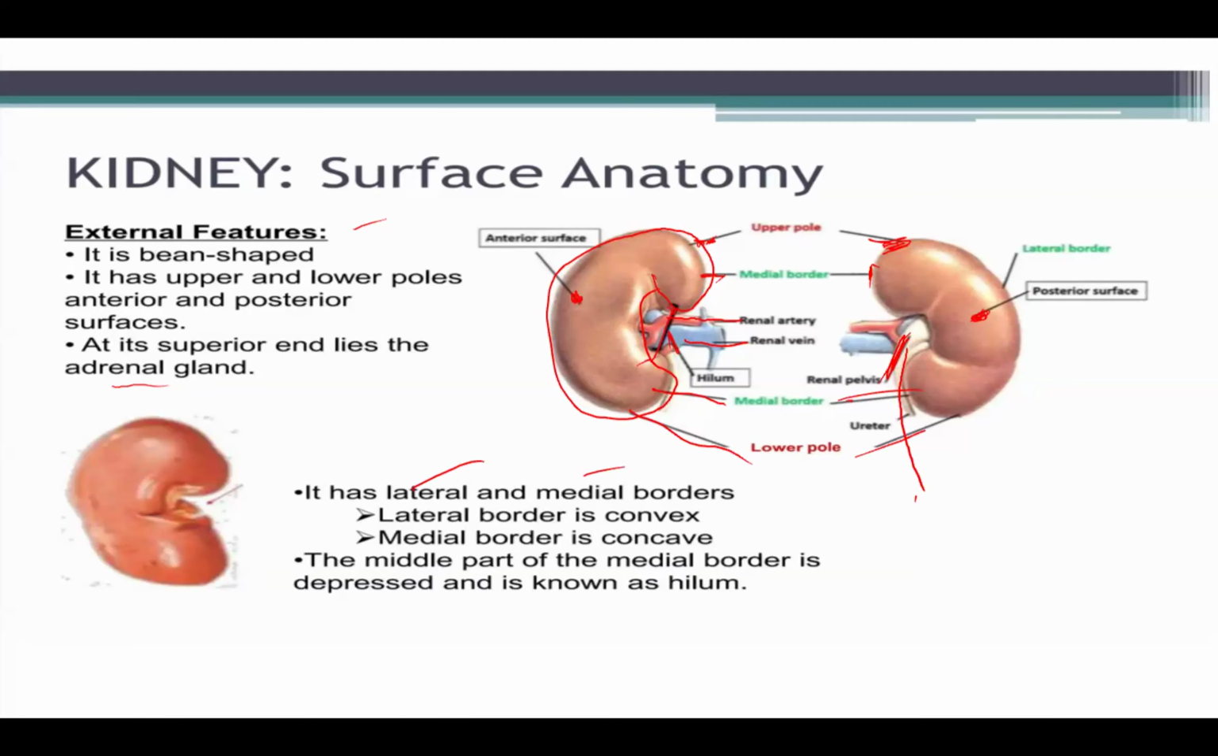This is the lateral border and this is the medial border. The lateral border is convex and the medial border is concave. The middle part of the medial border is depressed and it's known as the hilum.